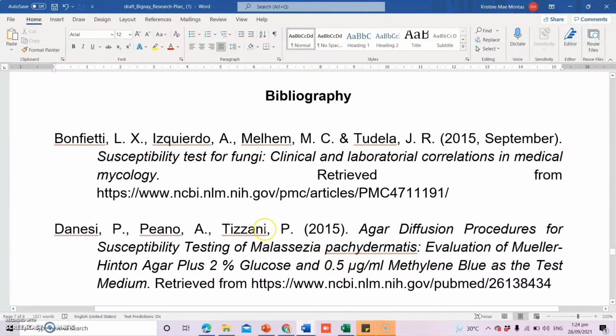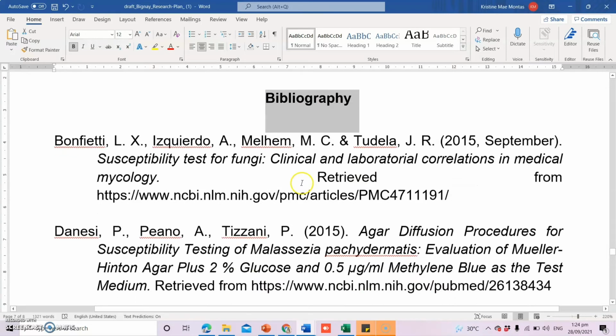So, paano ba sinusulat ang bibliography? Well, actually, meron tayong iba't ibang type ng referencing. So, andyan yung APA style, the MLA style, and the Chicago Manual of Style. But I have a separate video lesson for that topic. But for now, I will give you example on how the bibliography is being written. Okay, this is how the bibliography is being written.